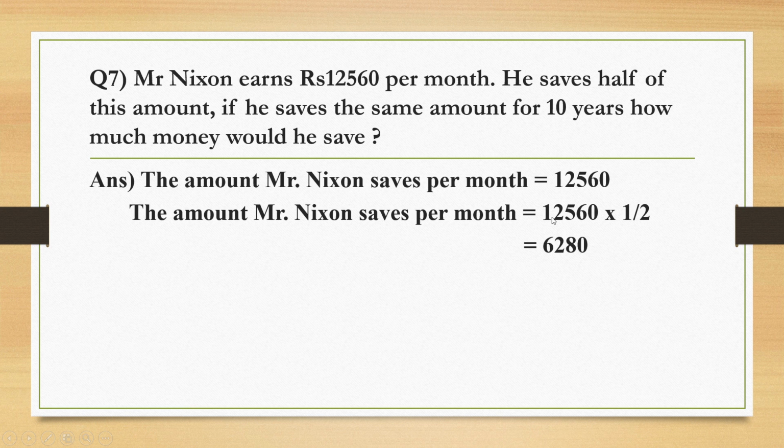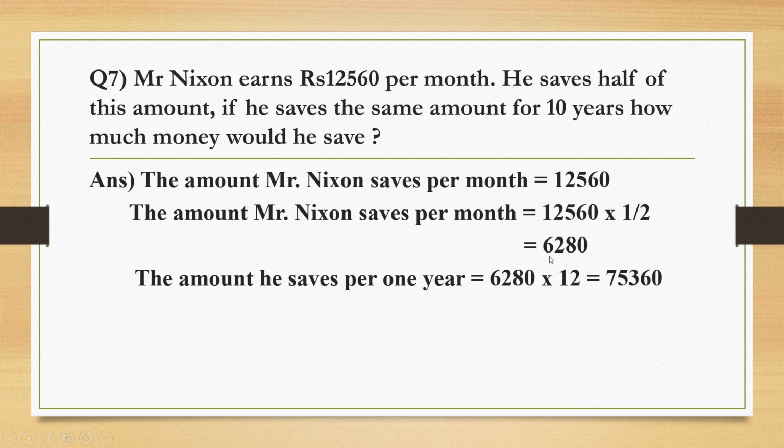Half of the amount, which means that we just need to multiply by 1 by 2. So it's nothing but dividing by 2. Okay, and we are going to get 6,280. So per month he is saving 6,280. So now the amount he saves per 1 year. So, see, before going to calculate for 10 years, it's better if you calculate for 1 year. For per month, this much he is saving. So, 1 year means how many months? 12 months. So, with 12, if you multiply, you're going to obtain how much?